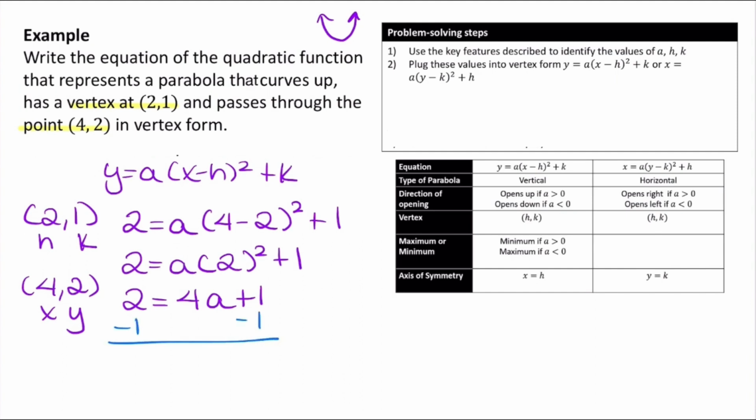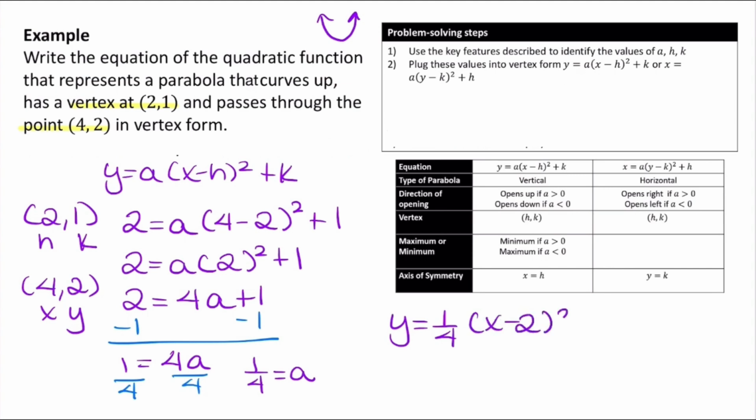When I subtract 1 from both sides, I get 1 equals 4a, and I can now solve for a by dividing both sides by 4. So when I divide both sides by 4, I get 1/4 equals a. So if I plug this back into that original equation, I have y equals 1/4 times x minus 2 squared, plus 1. So that's the equation of this parabola in vertex form.